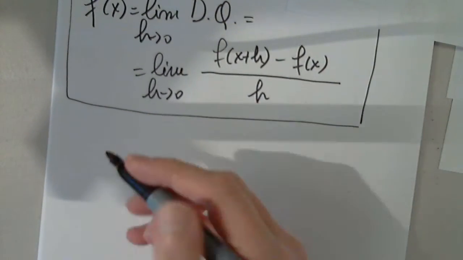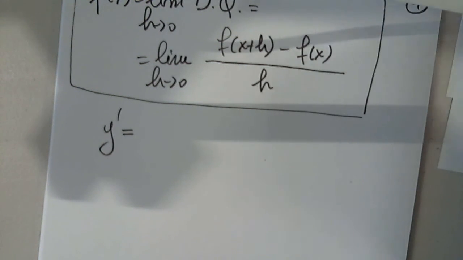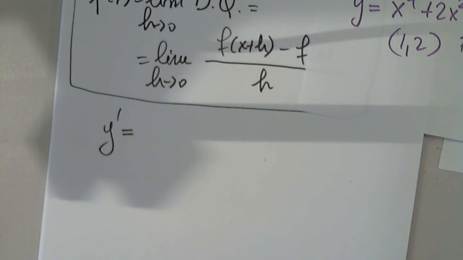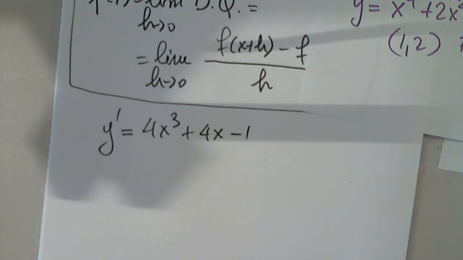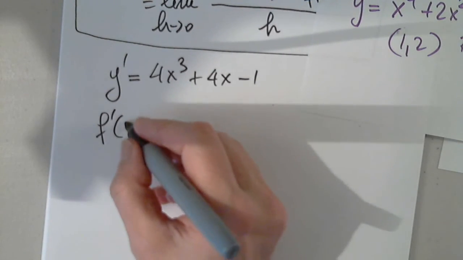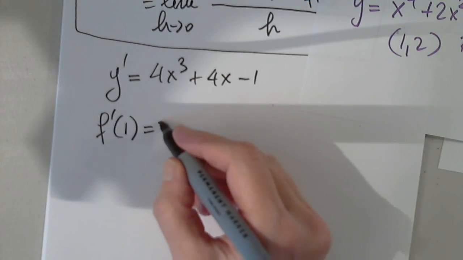So for this problem, I will immediately find y prime. Can anyone give us y prime for this function? For x to the fourth plus 2x squared minus x. That'd be 4x cubed plus 4x. Yes. Excellent. 4x to the third plus 4x and minus 1. Now, if I denote this by f prime, that's very nice and easy. I'm going to determine this. 4 plus 4 is 8. 8 minus 1 is 7.